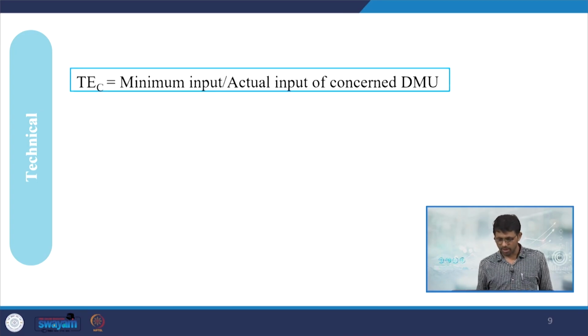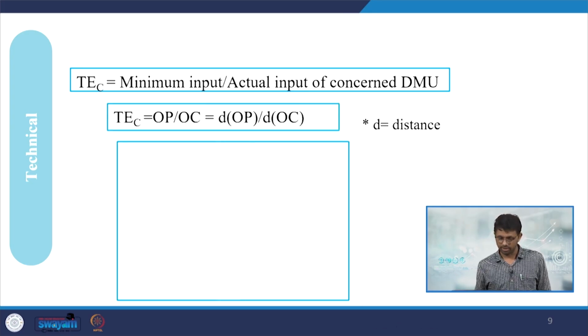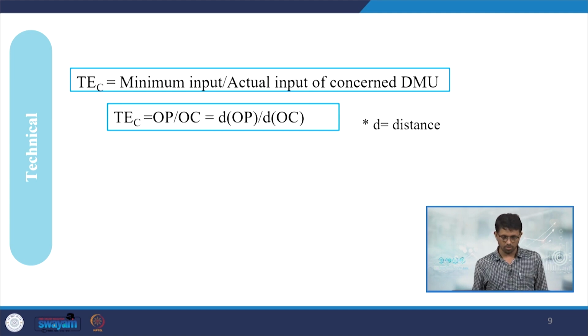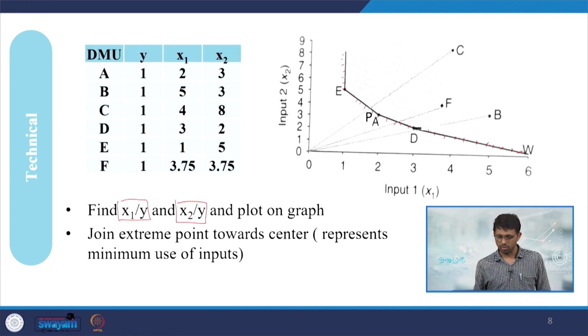Okay. Now, in this one we will be emphasizing technical efficiency, which is simply defined as the minimum input out of the actual input of the concerned DMU. So in the specific DMU we will define the technically efficient DMU by taking the minimum input, the less input out of the total or the actual input of the concerned DMU. So we will just see how it is defined, like OP by OC.